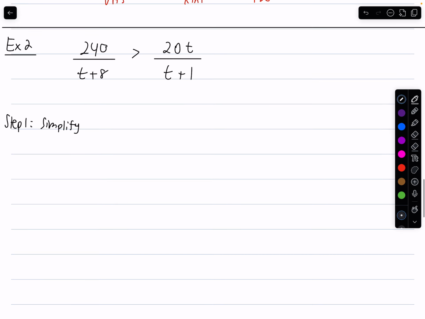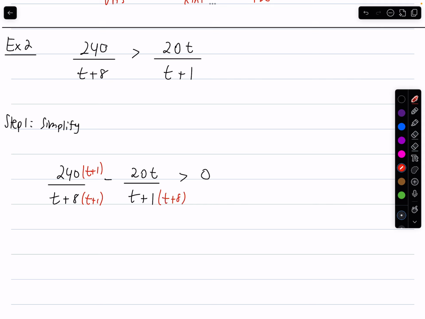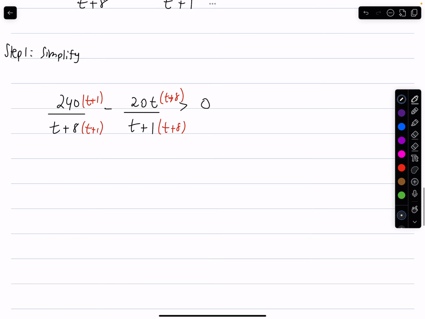Okay, so let's bring everything to one side. So we're going to go 240 over t plus 8 minus 20t over t plus 1 is greater than 0. Cool. If it's greater than 0, we got to do the common denominator. So I'm multiplying this side by t plus 1. Whatever I do to the bottom, I do to the top. And I'm multiplying the other side by t plus 8. Whatever I do to the bottom, I do to the top. Whoops. Okay, so let's go into it again.